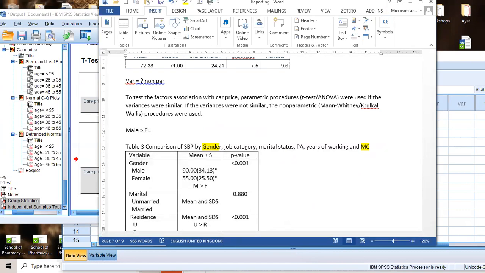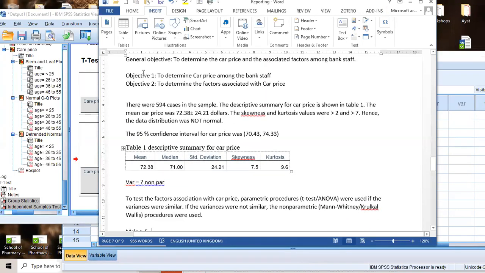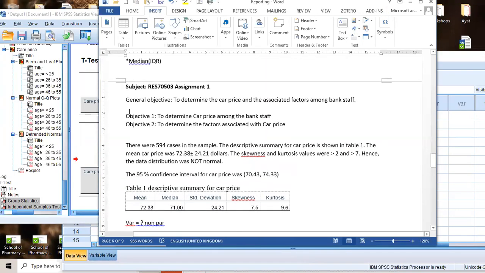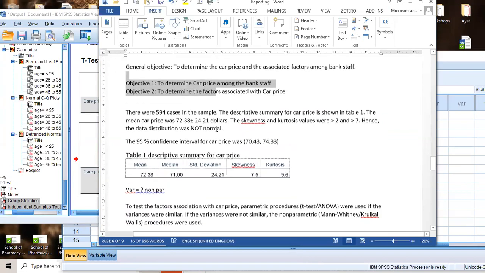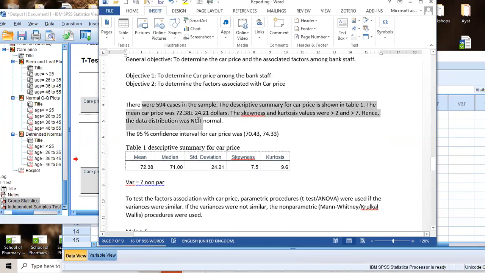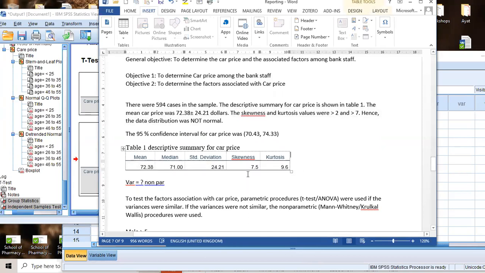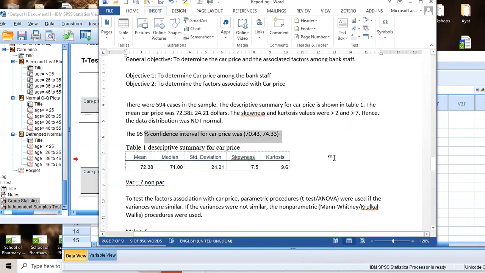So now, this is my objective, my specific objectives. Tell what the sample size was. Describe the sample, describe the normality part and describe the adequacy. That answers objective number one. That means the mean car price will be anywhere between these two.